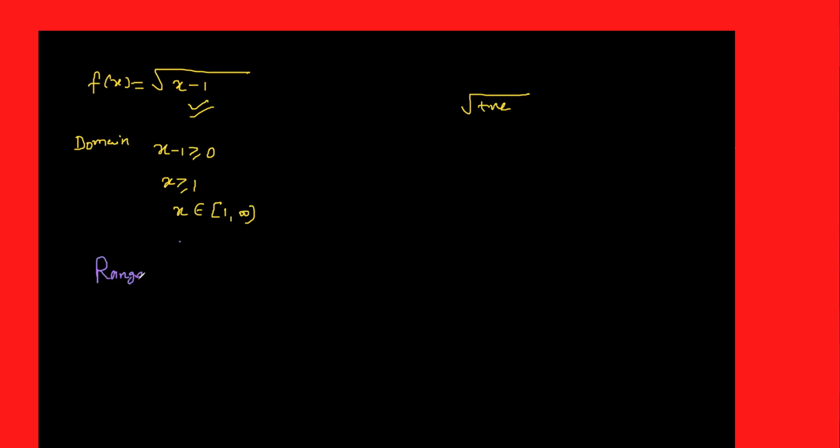And range will be, you will get only positive numbers, because you know the value of root a is always positive. So you will get any real number with positive sign. So this is range and this is domain. What is domain? You can put only 1 to infinity. You can never put any negative number. Understood? So note down this also.